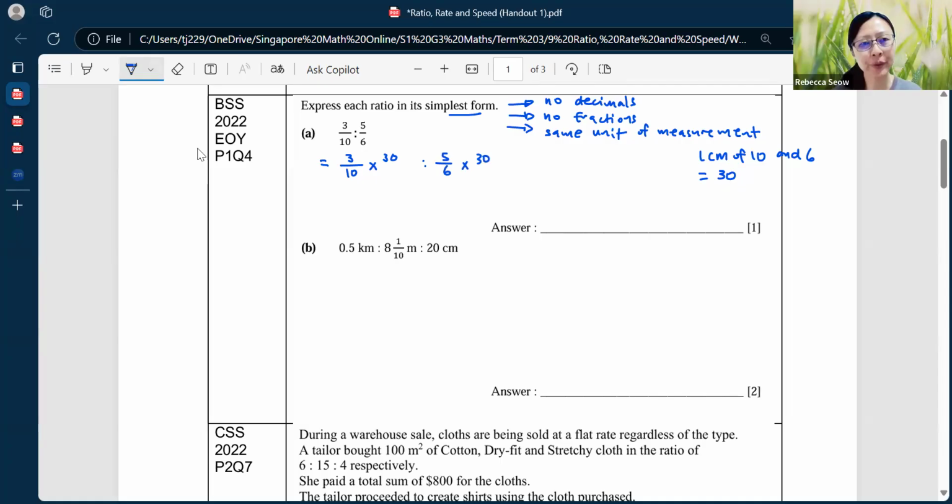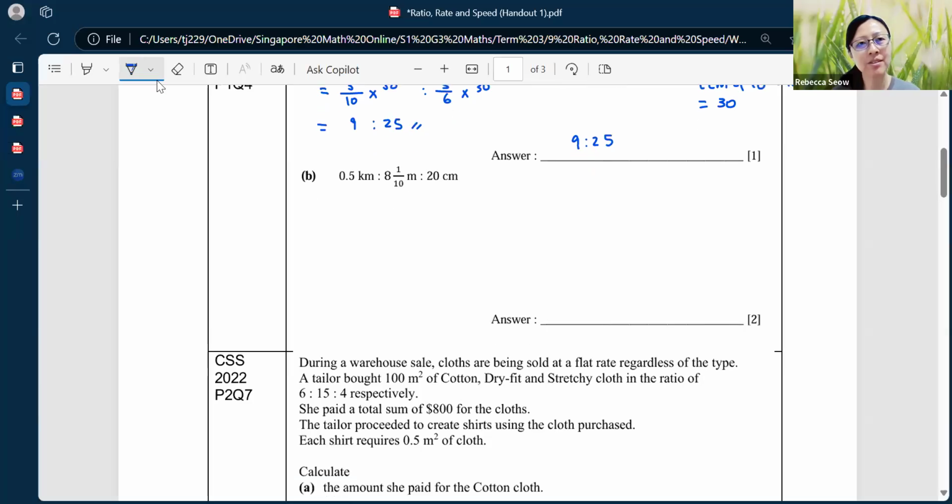And from here, you will realize that we actually end up with 9 to 25. No decimals, no fractions. It is definitely in the same unit of measurement if there is any, because there is no unit given over here. Hence our answer, 9 to 25.